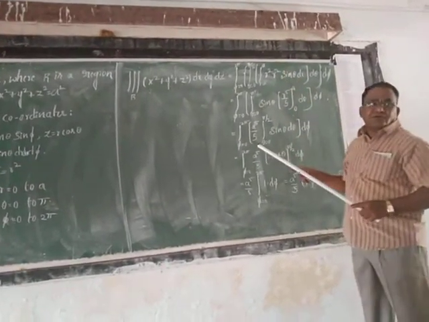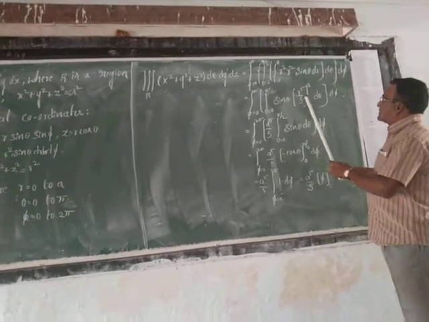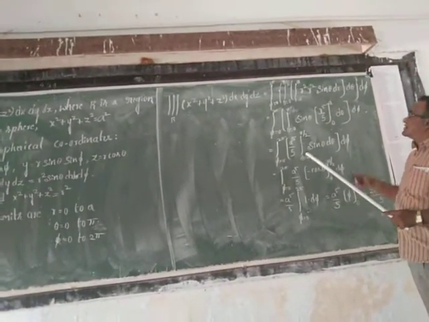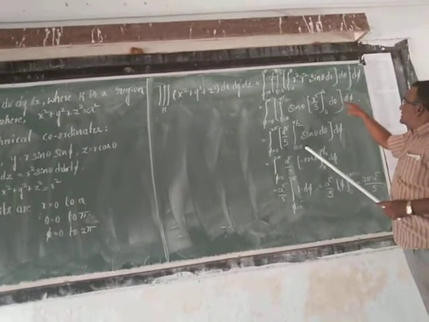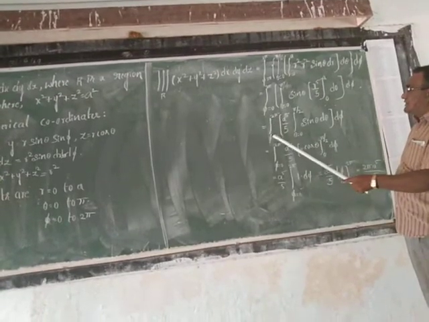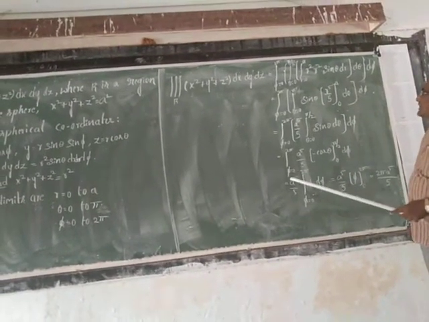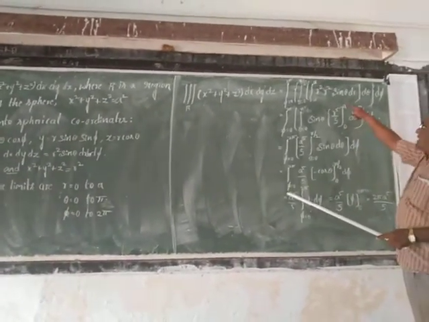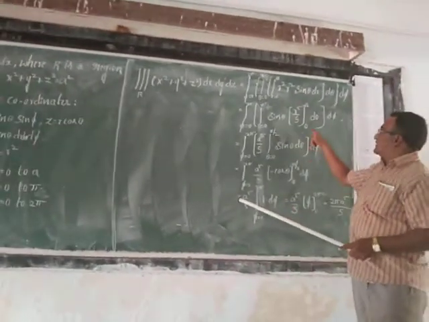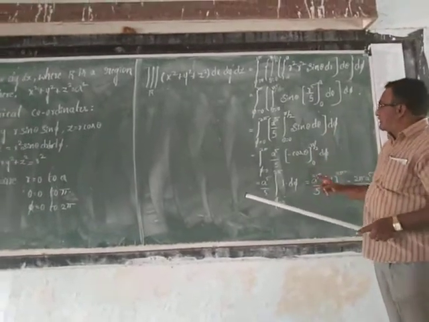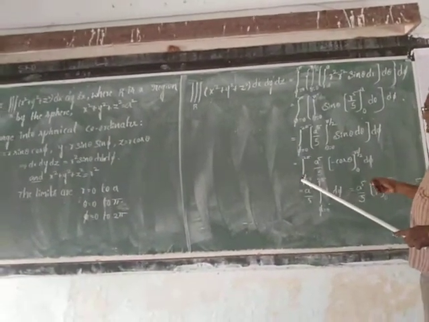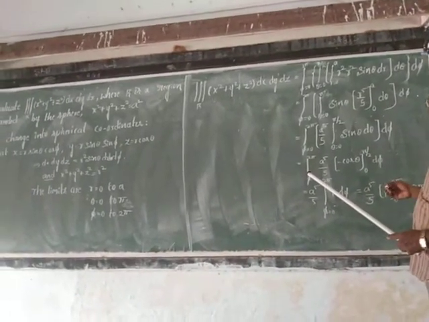Integration of r to the power 4 with respect to r is r to the power 5 by 5, and the limits of integration are from 0 to a, into d theta into d phi. Write it as it is. Integral from phi equal to 0 to 2 pi, write it as it is. Putting r equal to a here, it is a to the power 5 by 5. If I put r equal to 0, it is 0. And sin theta, of course, is a constant. You write it as it is here.